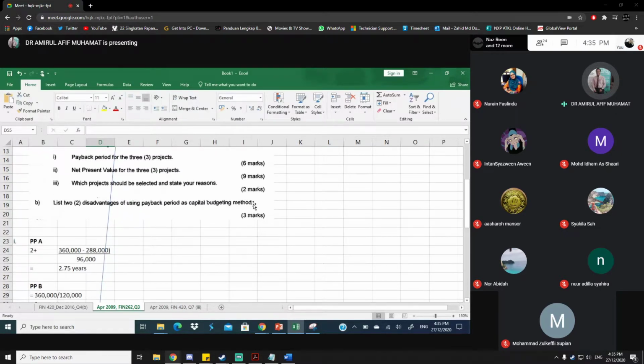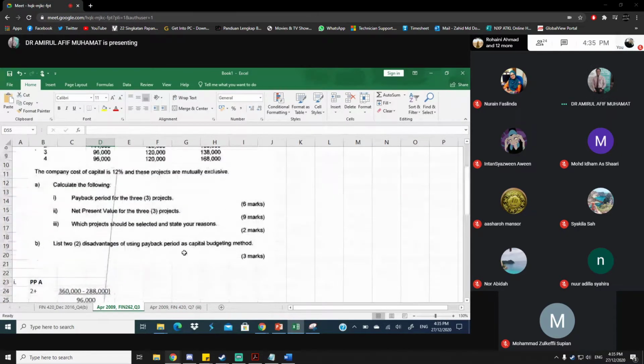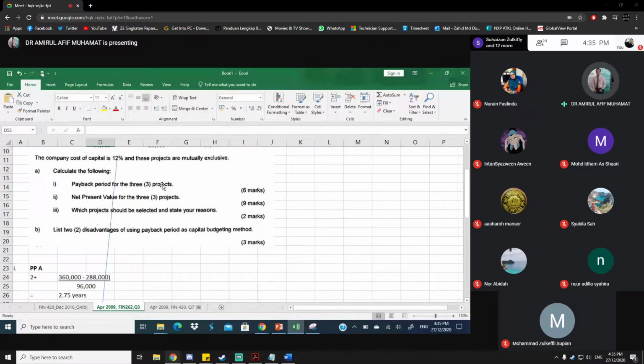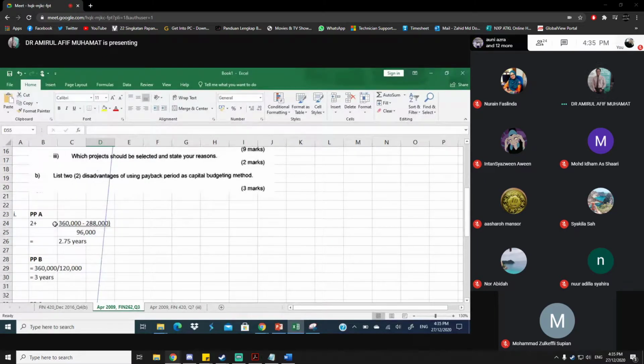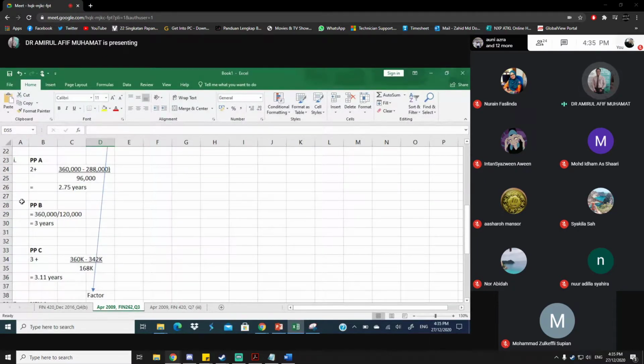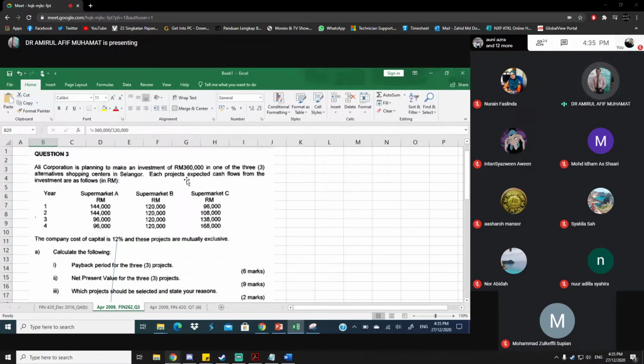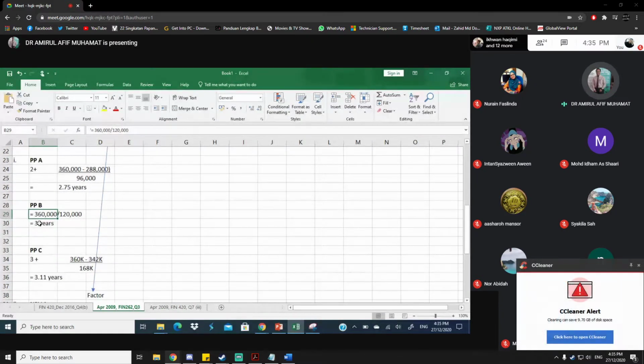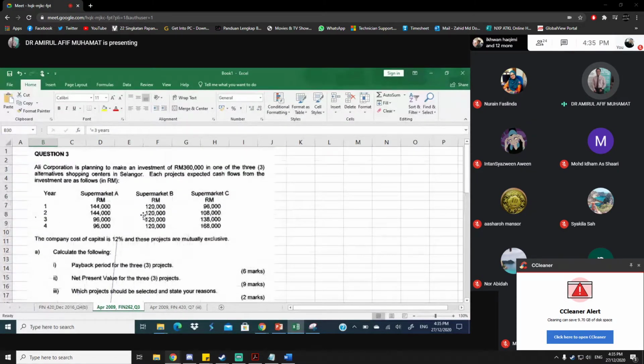So what you need to do is categorize first. Let's say for payback period, we do payback period for B dulu because that is straightforward. For B, 360,000, the cost, you straight away divide by the income, 120,000. So you know in 3 years, the company will cover the cost of 360,000.